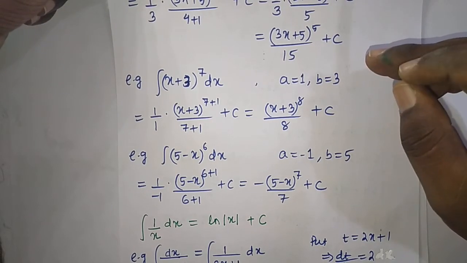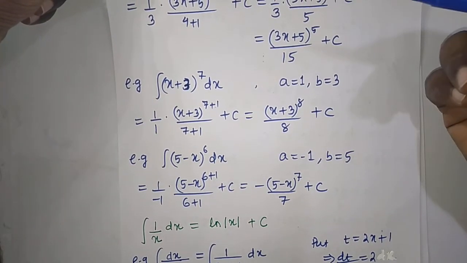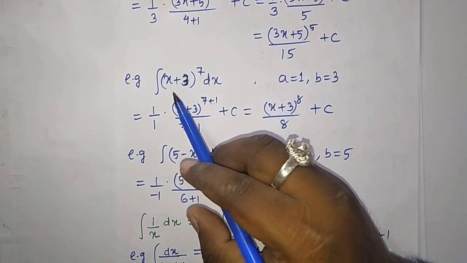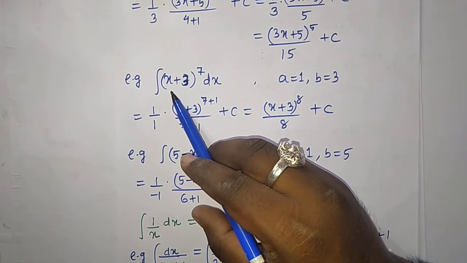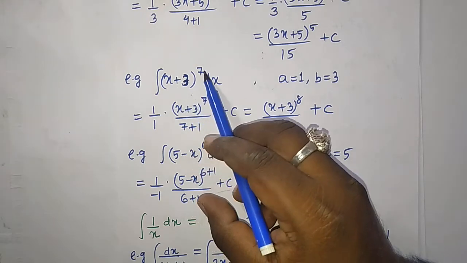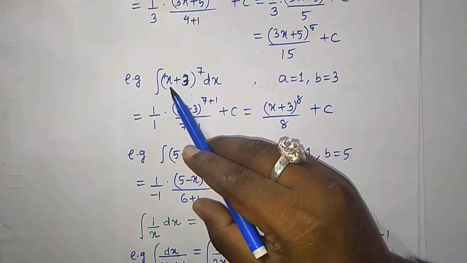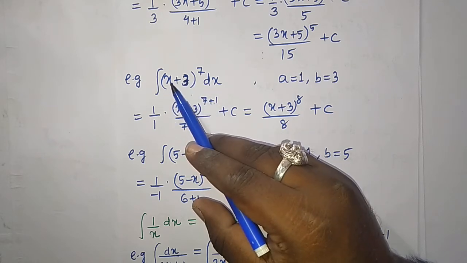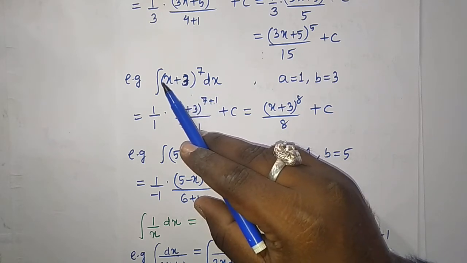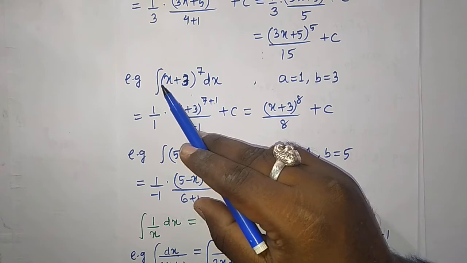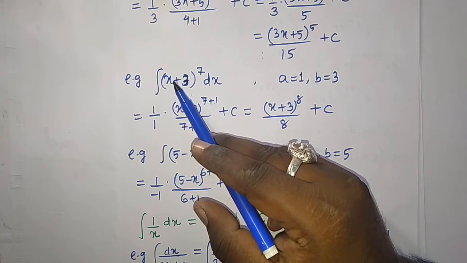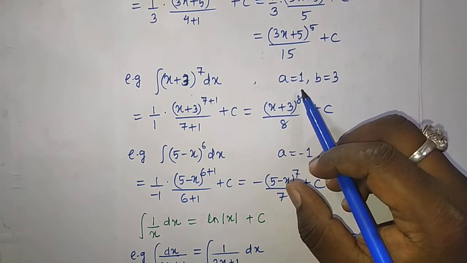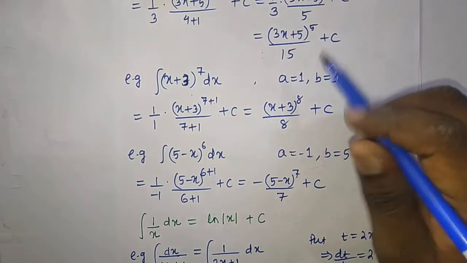Some more examples I have given. These are some special cases. Sometimes you may get confused about what to do with this type of example. See here, one example I have given: integration of x plus 3 to the power 7. Here the coefficient of x is 1, since only x means the coefficient of x is 1, so the value of a is 1 and b is 3.